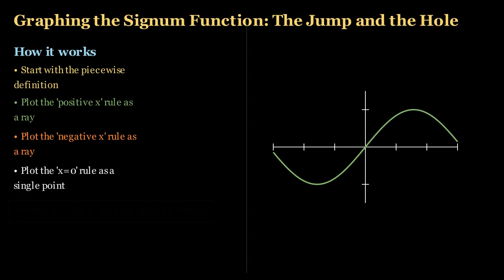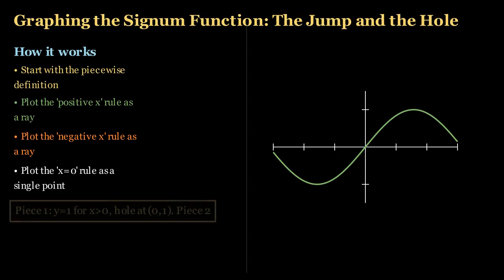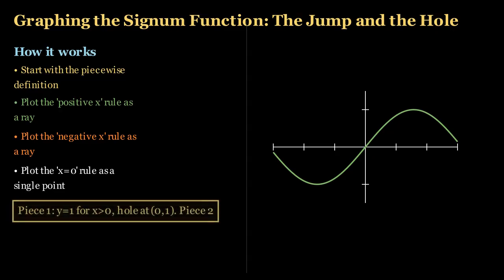The third piece is the loneliest. Only for x exactly equal to 0, the output is 0. This is just a single, isolated point. Let's use our graph to solve a concrete problem. Suppose you're given the Signum function's graph and asked to find the value of SGN of 2, SGN of -3, and SGN of 0, just by looking.